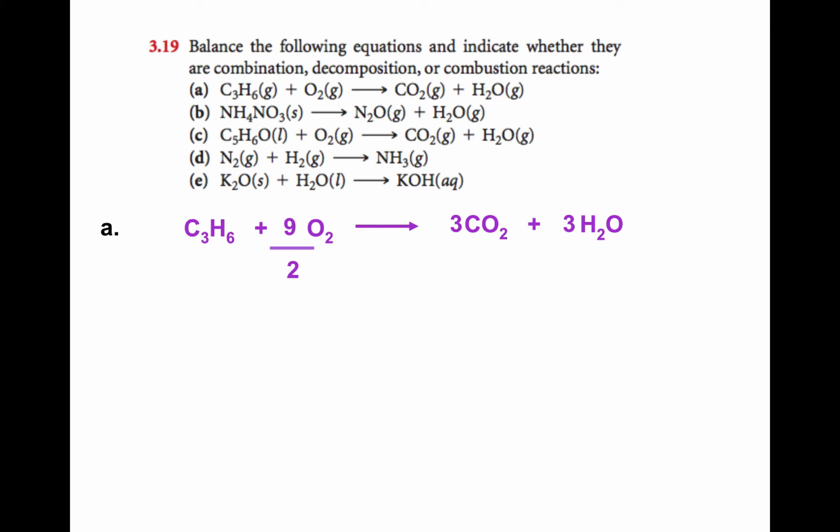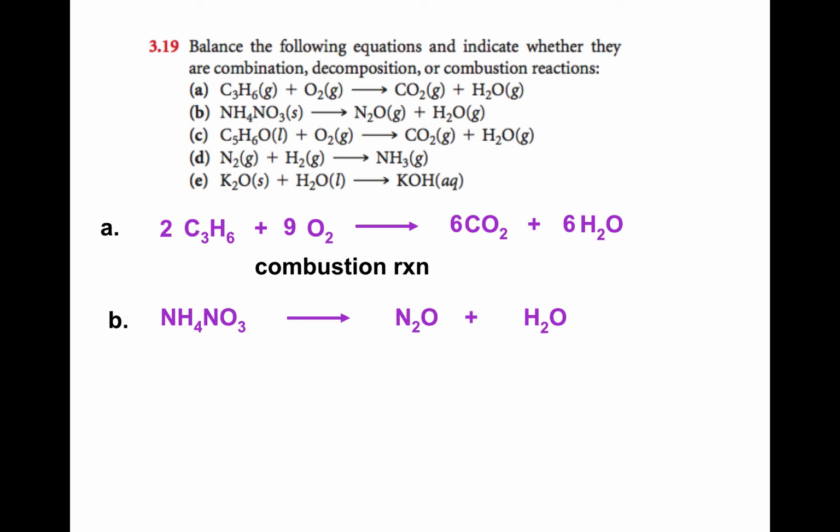So here's a trick. If you put in 9 halves, 2 times 9 halves is 9. And then if you multiply everything by 2 to get rid of that denominator, you'll get a whole number coefficient. 9 halves is a perfectly reasonable coefficient later on in the course, but for right now we're trying to get whole numbers. So multiply across by 2 and get rid of the denominator. Combustion reaction. B, we've got ammonium nitrate decomposing to form dinitrogen oxide and water.